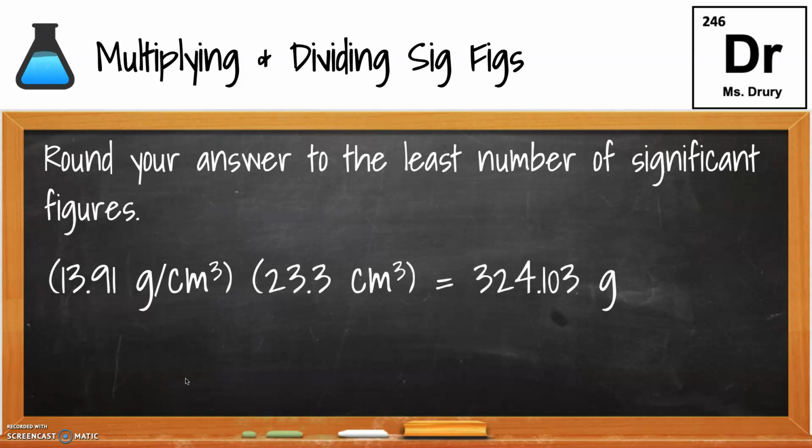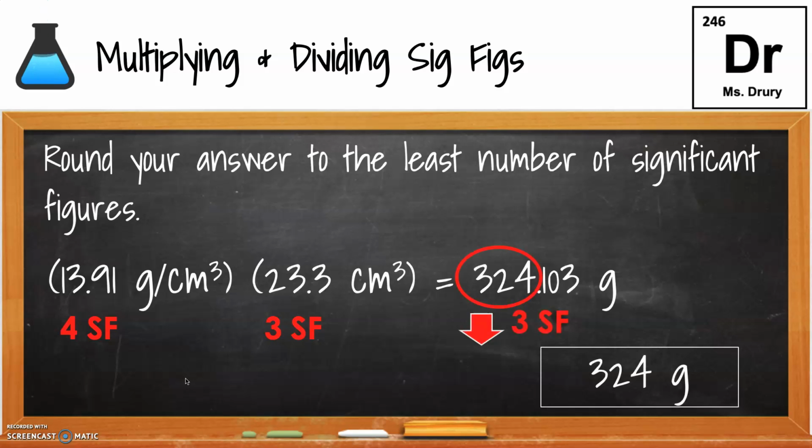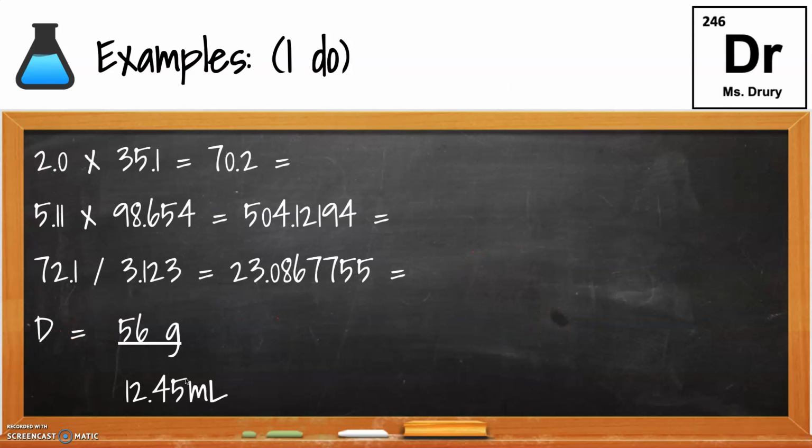So in an example, 13.91 times 23.3, when I first put it in my calculator I get 324.103, that's a lot of significant figures. I want to make sure I'm not more accurate than that. So the first number, 13.91, has 4 sig figs, and the second number, 23.3, has 3 sig figs, so I should only have the lower number, which is 3 sig figs. I'm going to round that number to 324. I'm not going to change it to 3.24 or 32 or 3240. I'm going to keep the number around 324. I'm just rounding.